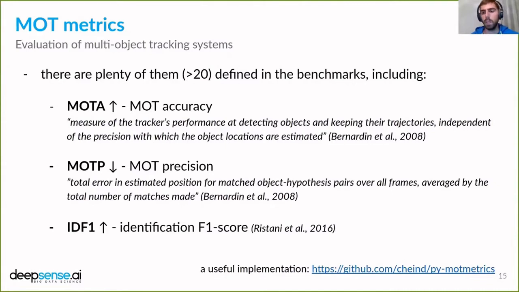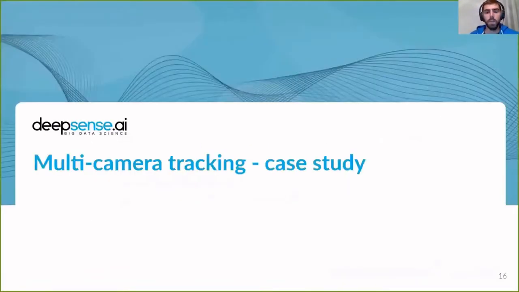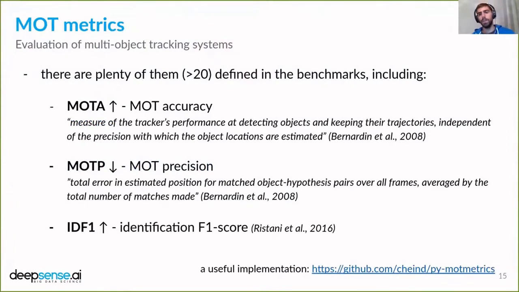And IDF1 is basically an F1 score measure for how well our model performs in terms of re-identifying the same person across multiple video frames. And these metrics are implemented, for example, in this py-motmetrics library module. It was very useful to take it instead of implementing from scratch because it doesn't really make sense to reinvent the wheel in this case.